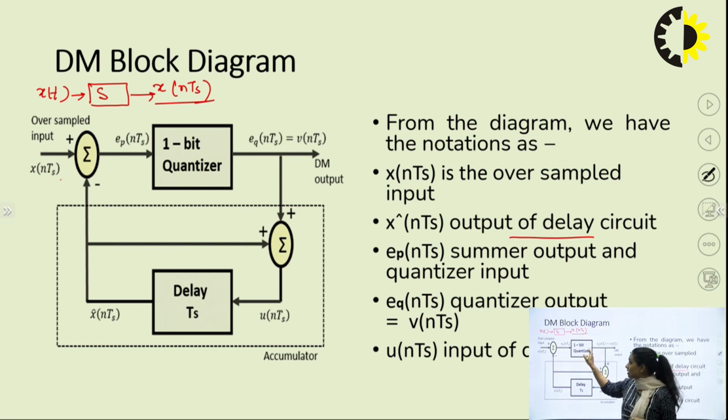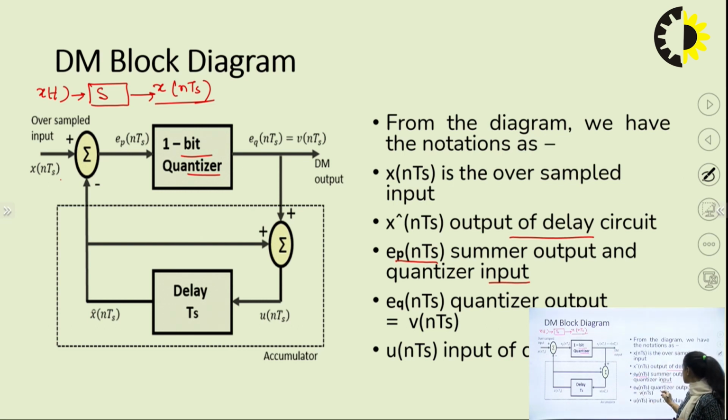And what does the quantizer encode here? The quantizer does not encode the complete sample, but the difference of the input and the predicted version, right? So my quantizer will only encode the error signal, which here is represented by e_p(nTs), the summer output and quantizer input, true. Here e_q(nTs) is my quantizer output, which can also be written as v(nTs). And here u(nTs) is the input of the delay circuit, right?